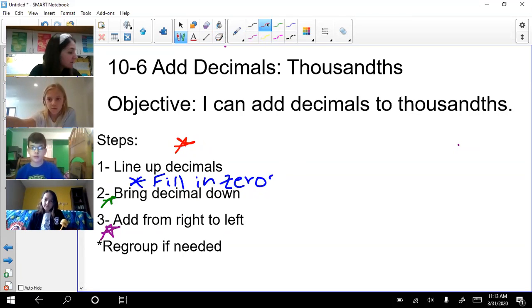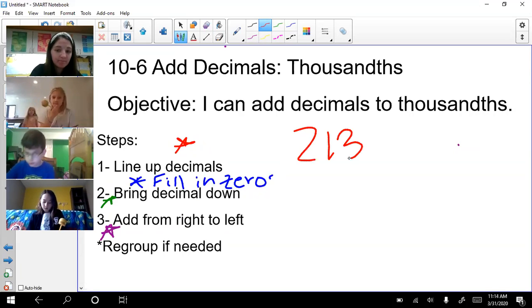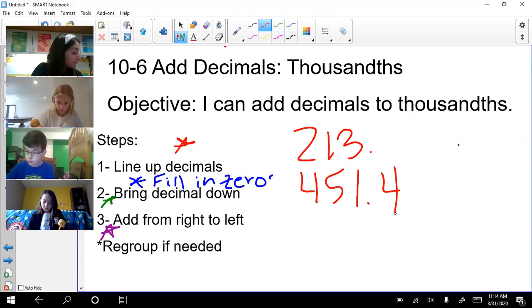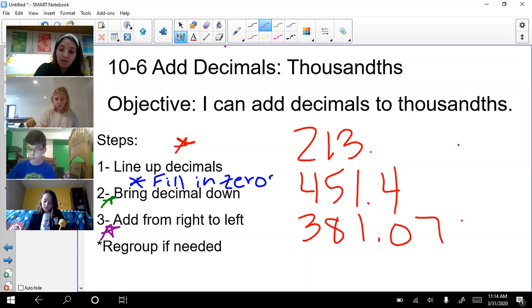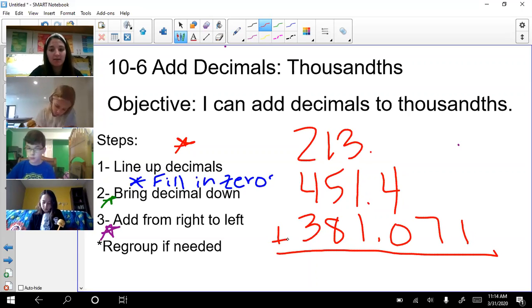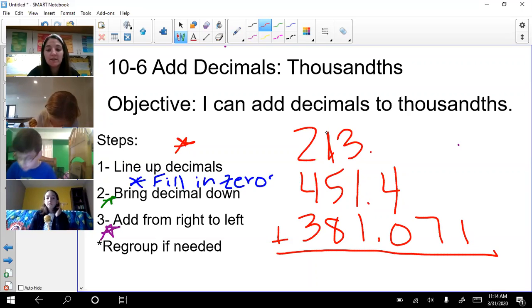We have 213 plus 451 and 4/10 and 381 and 71 thousandths. I'm going to take a second right now. Make sure you have this written down correctly. We have 213, 451 and 4/10, and then we have 381 and 71 thousandths.